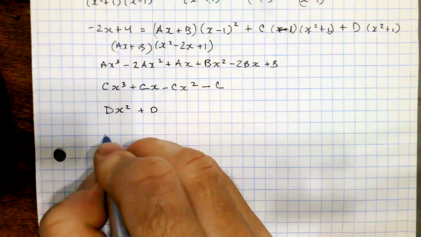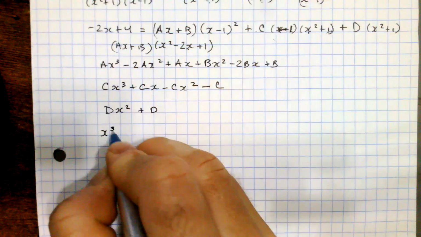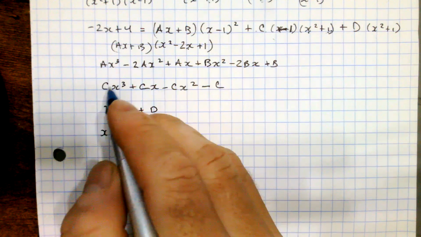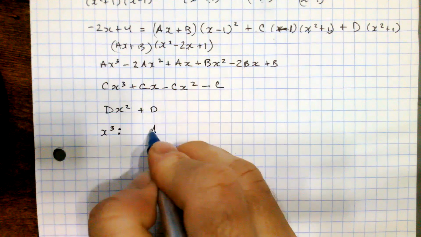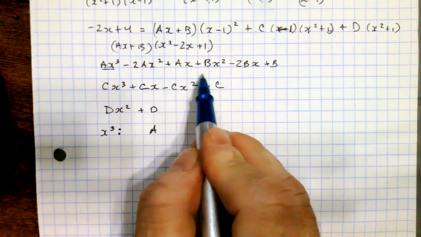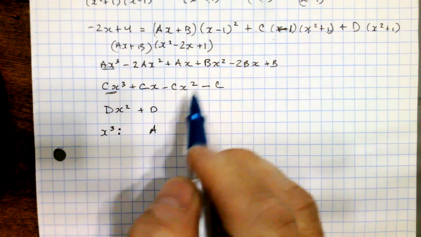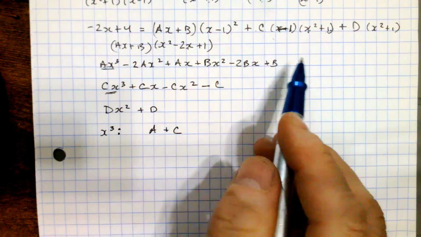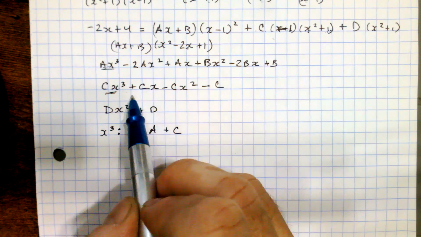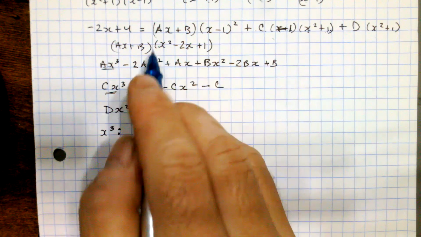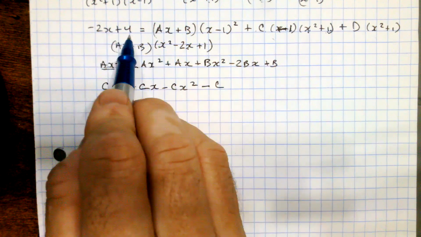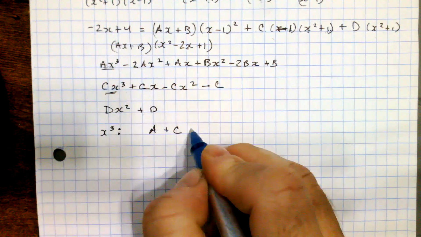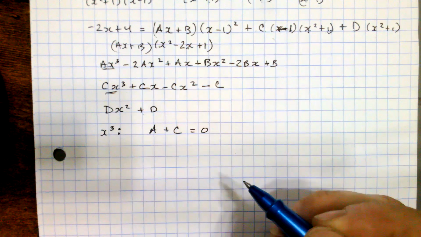If that doesn't make sense, you'll see in just a sec. Okay, so I have an x cubed. All of the terms with an x cubed, I'm going to put together here. So I have an a coming from here, and a c coming from there, so plus c. And then I don't think I have any other terms with that. On the left-hand side of the equation I have a negative 2x plus 4, so there's no x cubes over there. So these are going to equal 0.